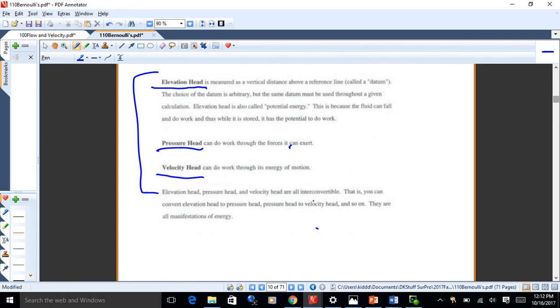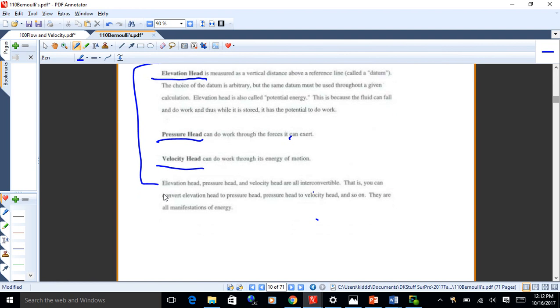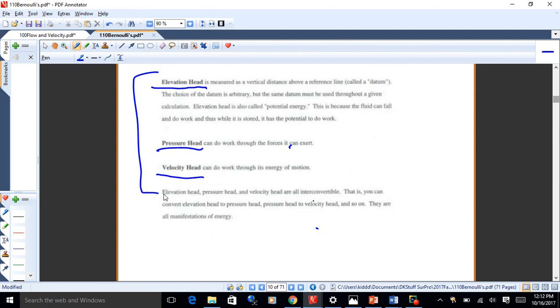Now, the thing about this is, as we just showed, you can take one form and convert it to the other. So these three are interconvertible, and you can use whatever your piping system is and whatever water system you've got going to change energy to these different forms and back and forth. You can go elevation to pressure, back up to elevation if you want, okay?